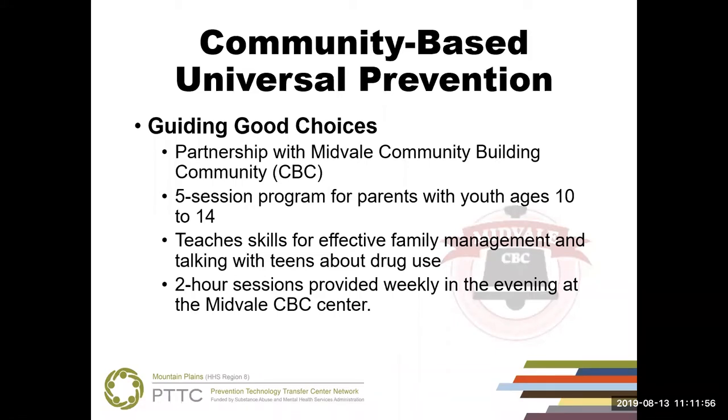Guiding Good Choices is a 5-session program for parents that have children between the ages of 10 and 14, and it teaches skills for effective family management and talking with your teens about drug use in particular. The 2-hour sessions are provided weekly in the evening, and we do that at the Midvale CBC Center.